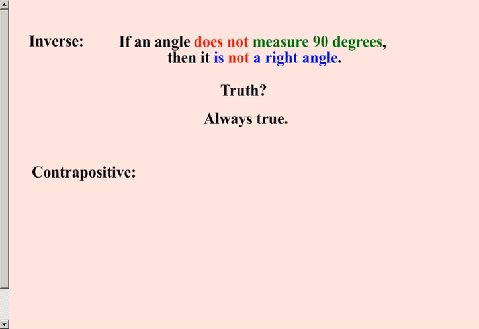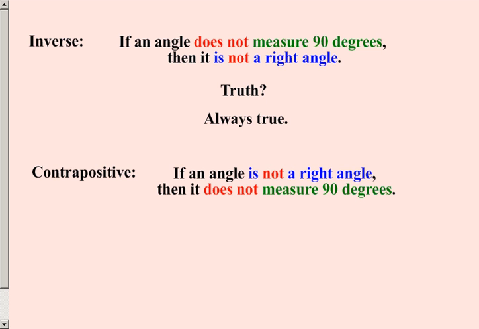Now we expect the contrapositive to be true because our conditional statement was very solidly true. But let's go ahead and look at it anyway. Now remember, a contrapositive is the inverse of the converse. So we're going to switch the hypothesis and conclusion, and we're going to negate the information. So a contrapositive would start off saying, if an angle is not a right angle, then it does not measure 90 degrees.